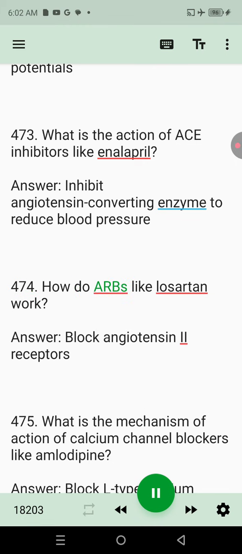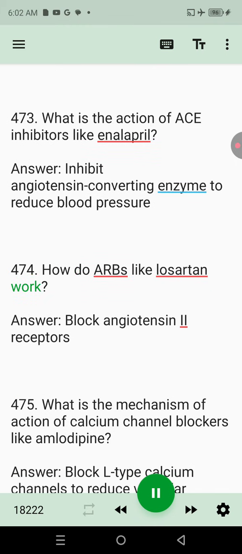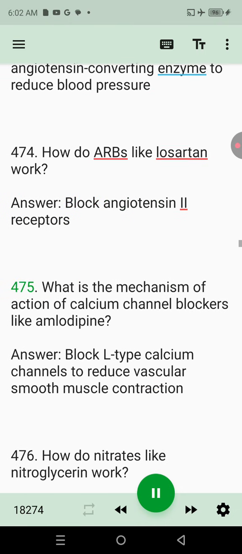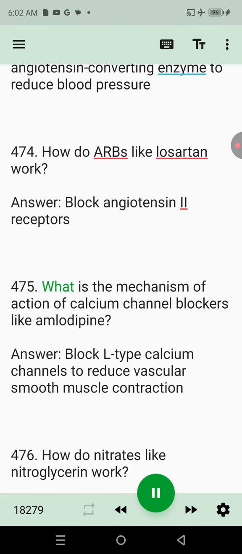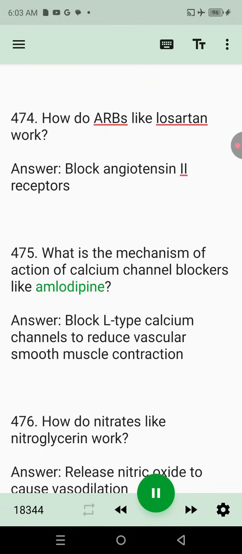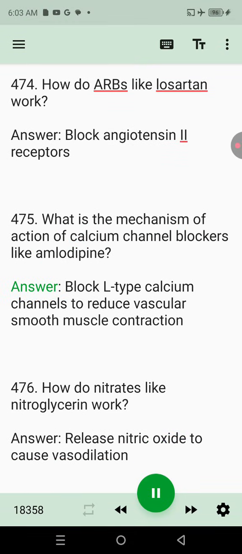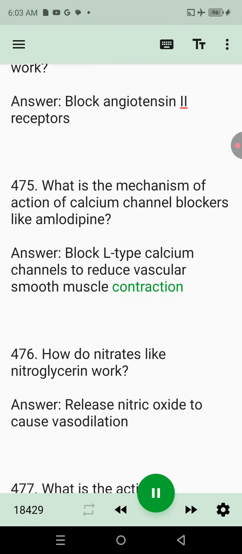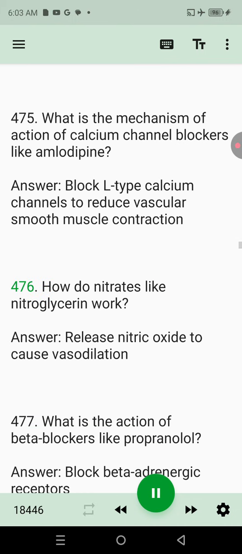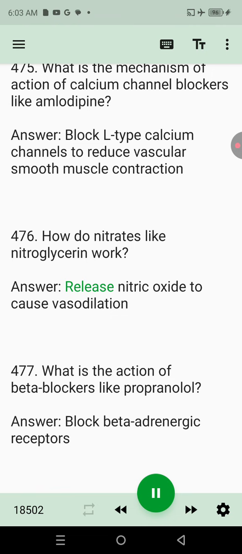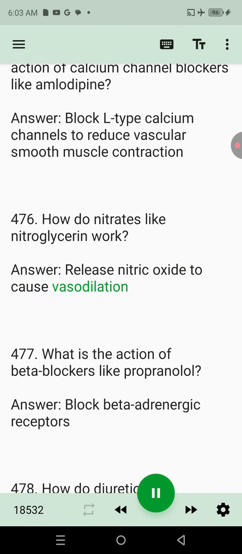474. How do ARBs like losartan work? Answer. Block angiotensin II receptors. 475. What is the mechanism of action of calcium channel blockers like amlodipine? Answer. Block L-type calcium channels to reduce vascular smooth muscle contraction. 476. How do nitrates like nitroglycerin work? Answer. Release nitric oxide to cause vasodilation.